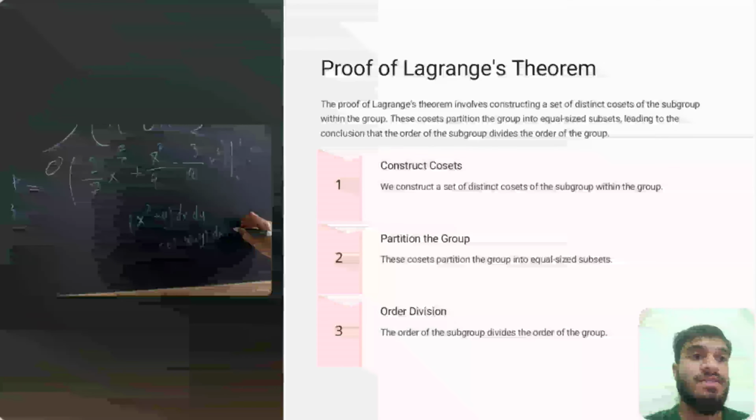Proof of Lagrange's theorem. The proof involves constructing a set of distinct cosets of the subgroup within the group. These cosets form a partition of the group, which leads to the order division.